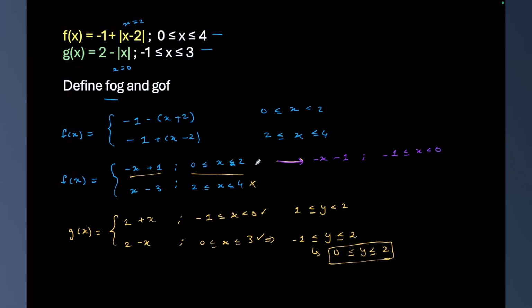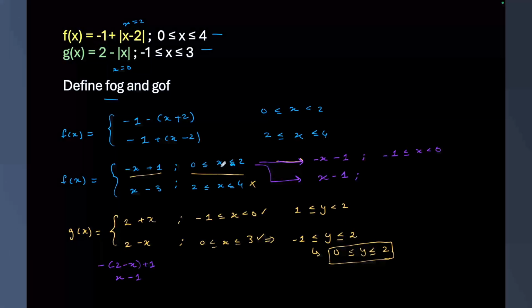Okay, similarly, this one would be minus of 2 minus x plus 1. That should be x minus 2, and -2 plus 1 is -1, so x minus 1. Now this is the range that's allowed, which is the domain for my f of x.